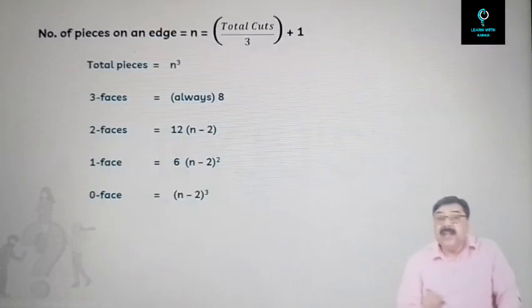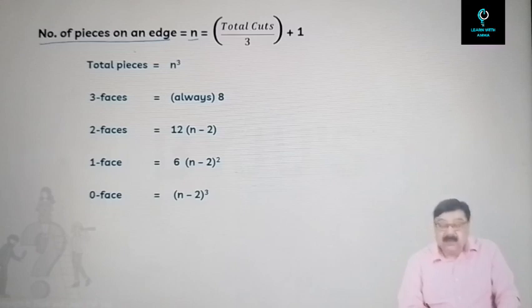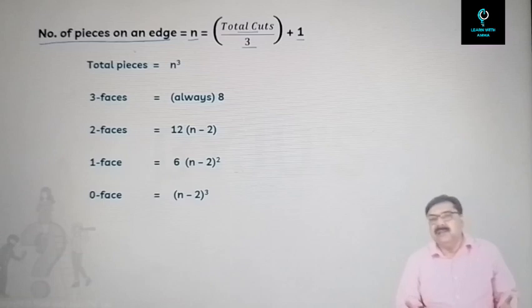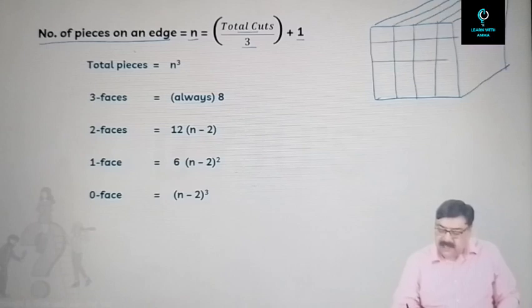Now, looking carefully, you would find that number of pieces on an edge, if I take it as n, can be found out by using the formula total cuts by 3 plus 1. There is no formula actually. See, the whole point is, I'll give an example here. Let us take a cube and let us give 3 cuts in each direction. So this is how it will look like, somewhat like this.